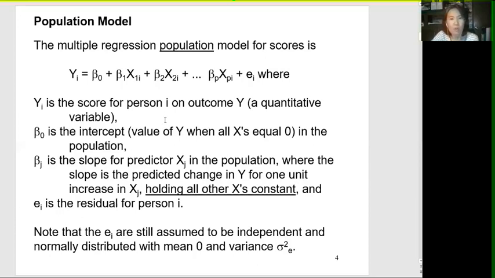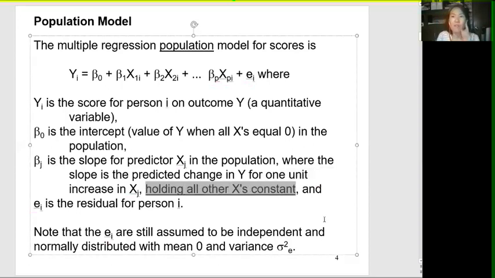Okay. So every interpretation for each parameter and variable is the same as those in simple regression. But for the x parameter, you have to include this specific explanation. Okay, this is the difference between simple regression and multiple regression. Okay, Ceteris paribus.